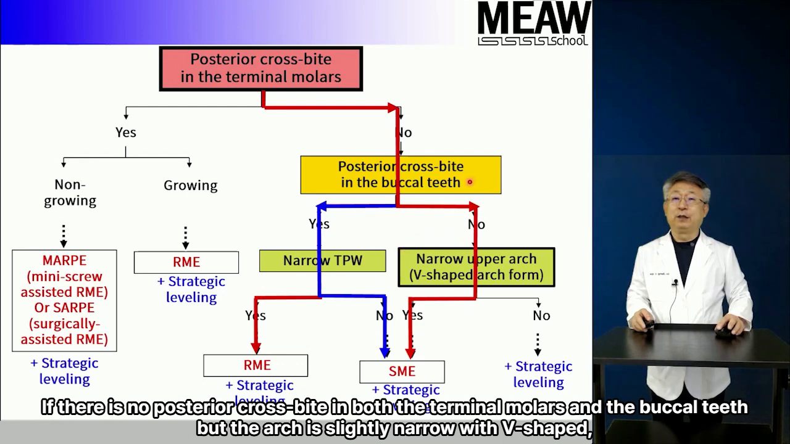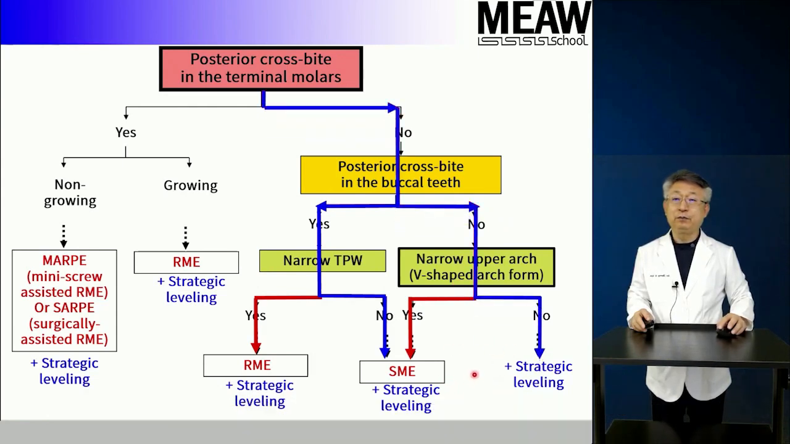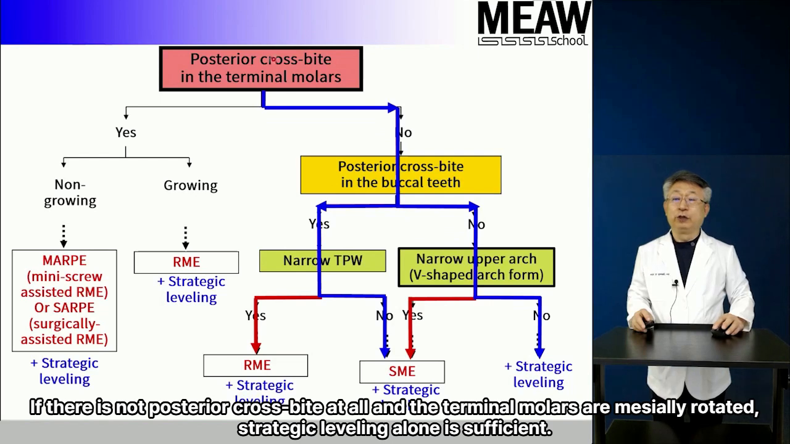If there is no posterior crossbite in both the terminal molars and the buccal teeth, but the arch is slightly narrow with this shape, there is no need for aggressive expansion, because the arch can be expanded by arch enlargement mechanism of strategic leveling. If there is not posterior crossbite at all, and the terminal molars are mesially rotated, strategic leveling alone is sufficient.